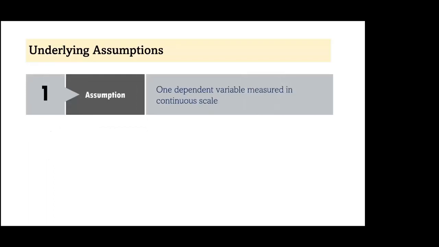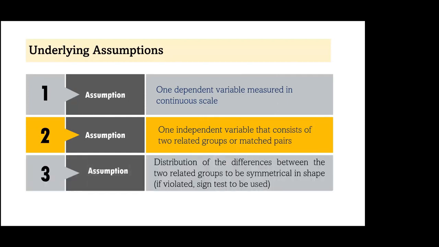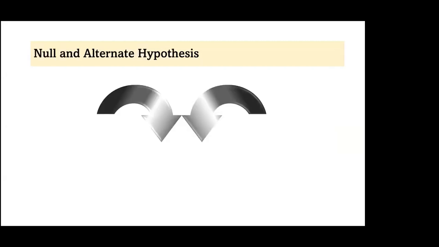So the underlying assumption is again one dependent variable which is measured on the continuous scale. There is one independent variable that consists of two related groups or matched pairs. And I think the distribution, the shape, should be symmetrical. In the case of Jamovi, like we have done for the Mann-Whitney U, you cannot compare the mean rank. But in SPSS, there is an option of comparing the mean rank also. So in this case, you only report the median.